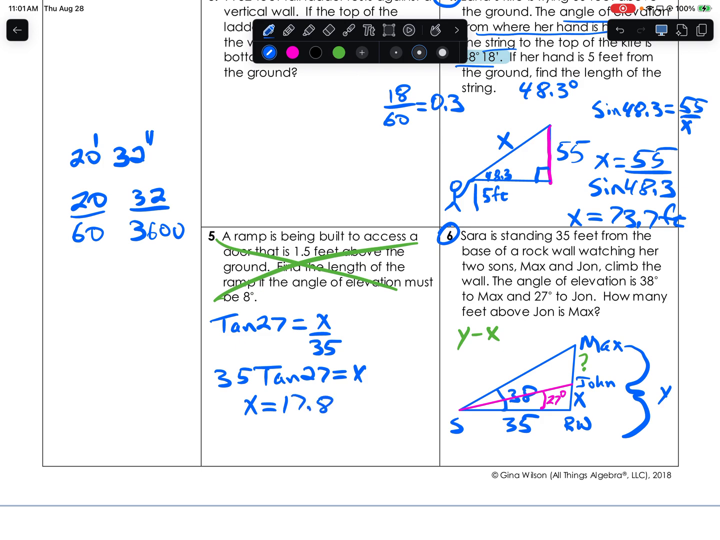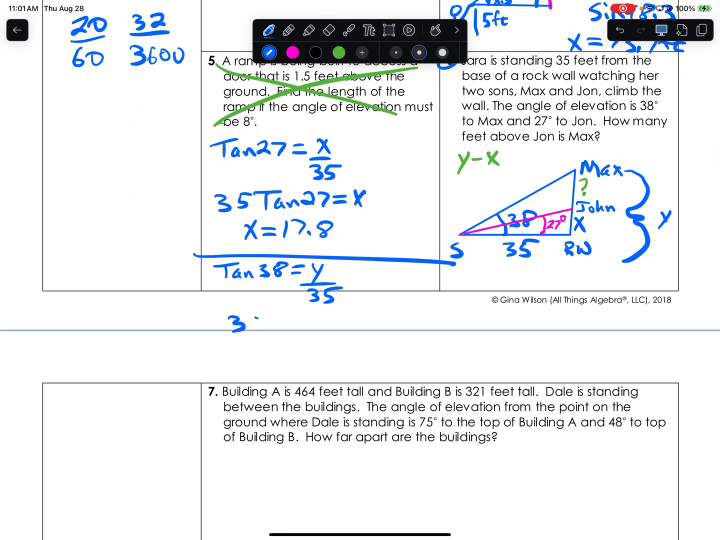Okay, now we got to figure out y. So we do tan 38 equals y over 35. And when we do 35 tan 38, we get our y value. And then our y value is 27.3.